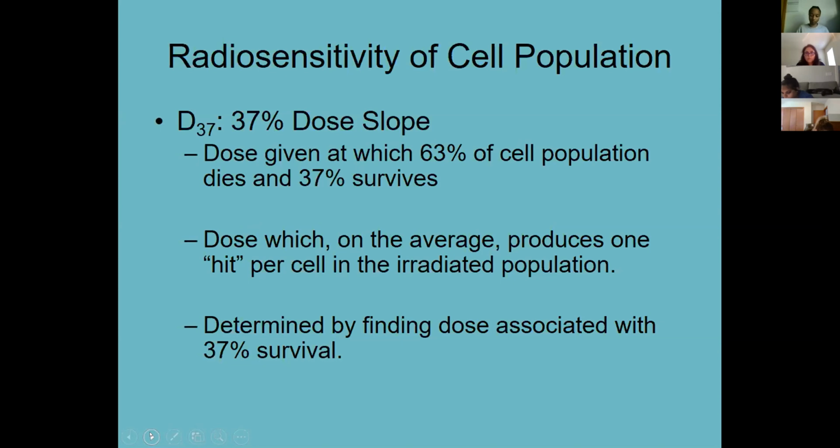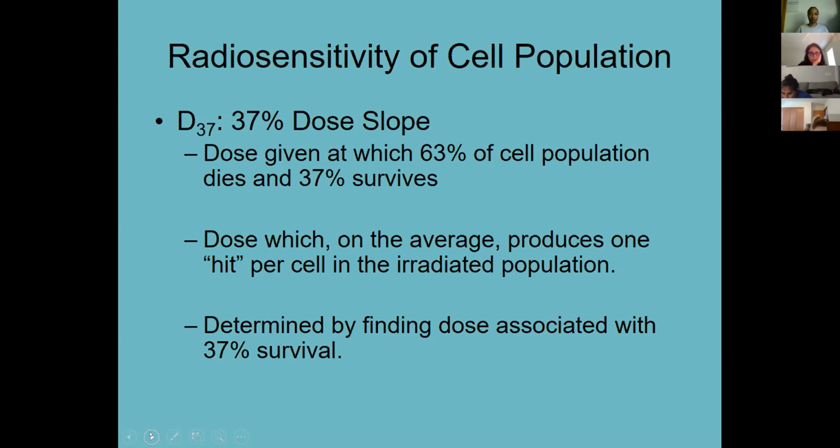Okay, so D sub 37. D sub 37 is the 37% dose slope. And it's defined as the dose that kills 63% of the cell population and 37% survives. It's the dose which will produce one hit per cell in the irradiated population.